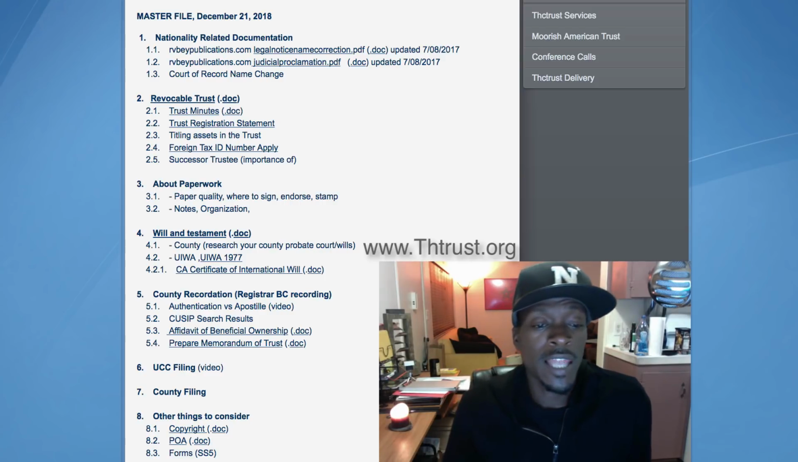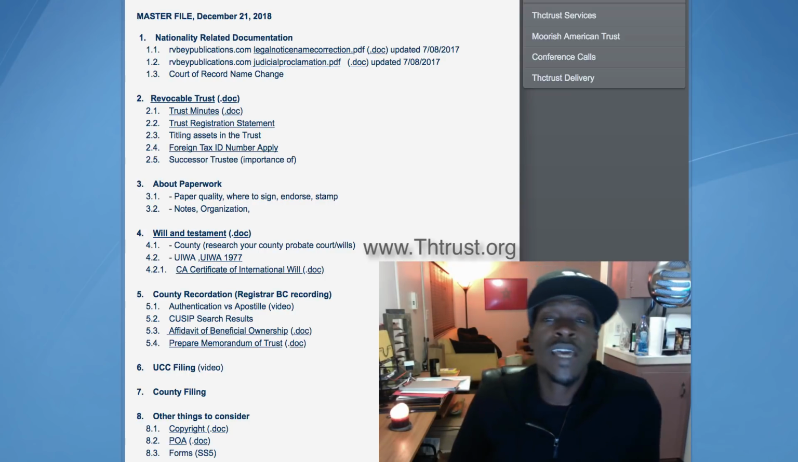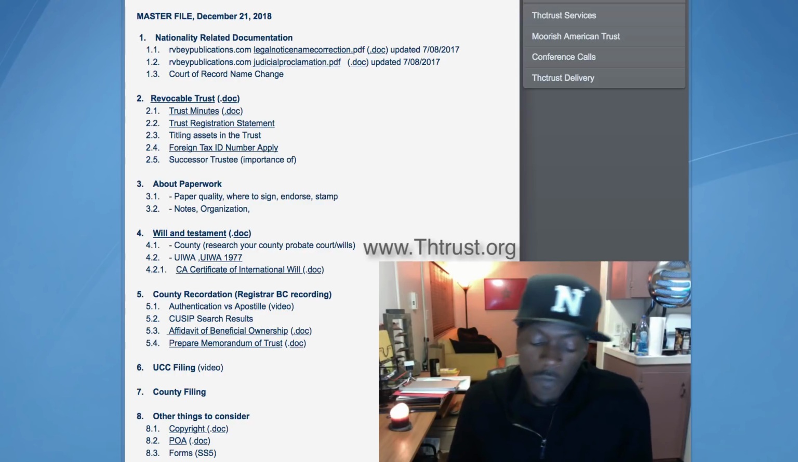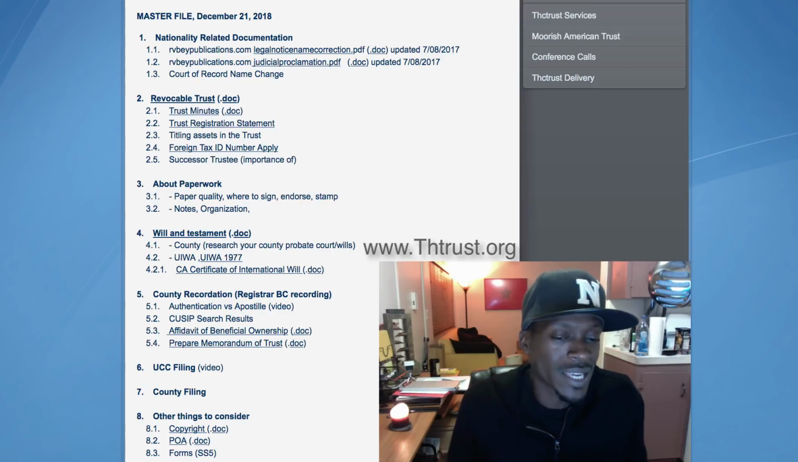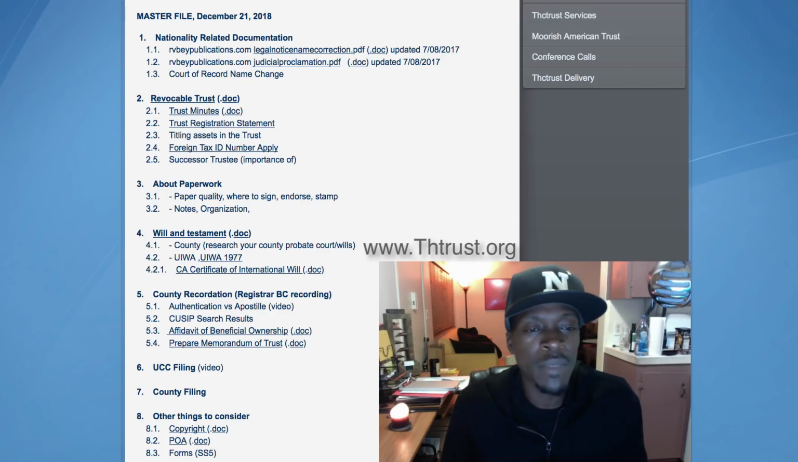And then, lastly, and importantly, I want to get to the Uniform International Wills Act. The Uniform International Wills Act, this is a separate system for recording your will. And it does get recorded to the registrar with the state. It may be considered published. It may be considered public record.